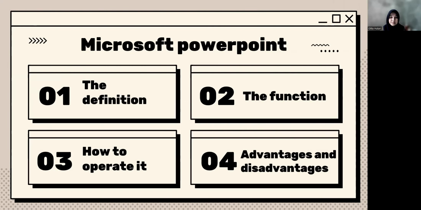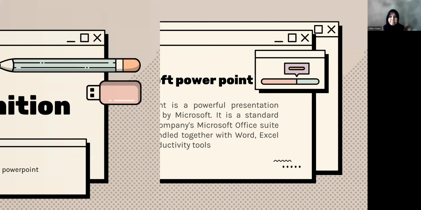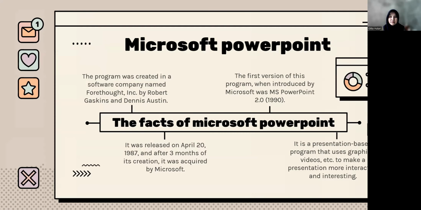Now, I'll explain about Microsoft PowerPoint. There are four main parts. The first one is the definition. Microsoft PowerPoint is a powerful presentation software developed by Microsoft. It is a standard component of the company's Microsoft Office suite software and is bundled together with Word, Excel, and other Office productivity tools.